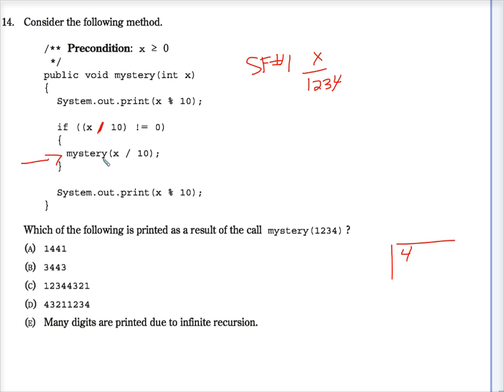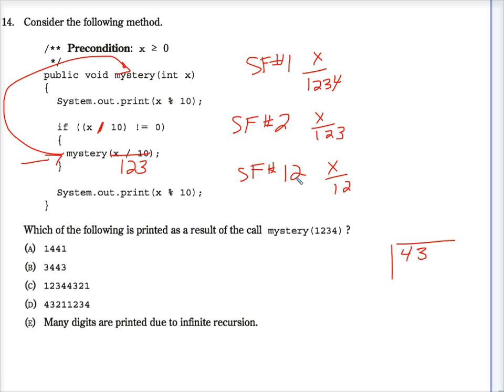123 is not equal to 0, so we do mystery x divided by 10. Well, x divided by 10 simplifies to 123. In other words, it chops off that 4, and now we call the method mystery again from within itself. It's recursive, and x in stack frame 2 is equal to 123, where you'll see that this 3 prints out, and we go to stack frame 3 then with the value x equals 12. Well, you already know the answer. The answer is, it starts with 4, 3. The answer is D.